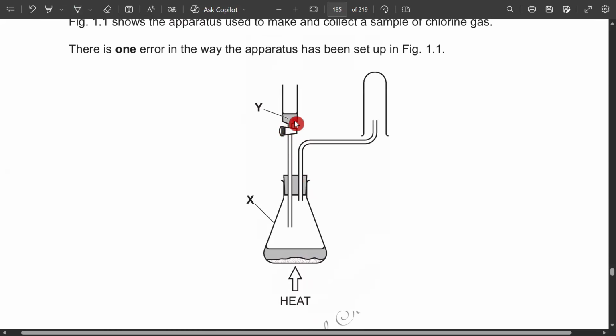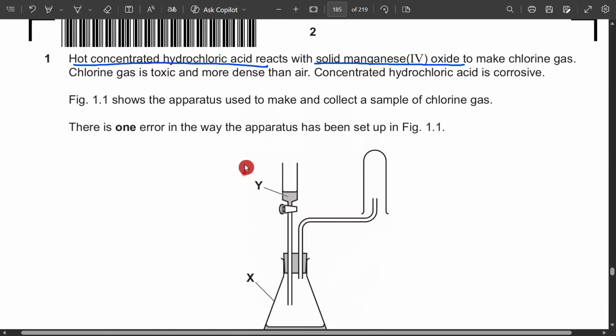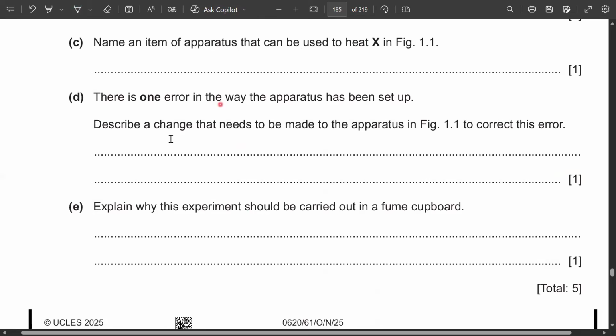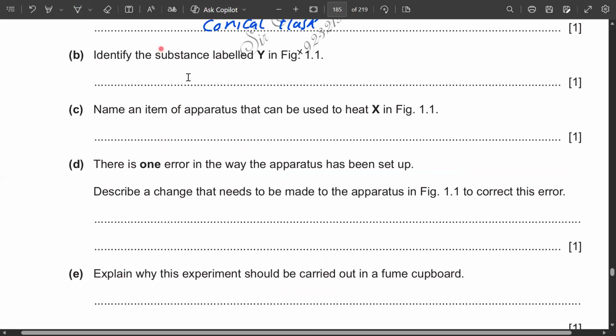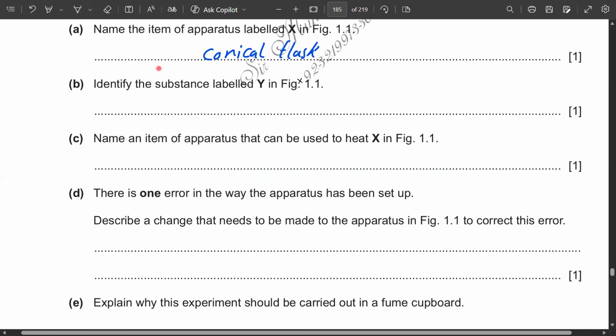which means this liquid present in Y would definitely be HCl. So this is HCl. So we'll write here hydrochloric acid. You can write hydrochloric acid, or you can also write HCl, because they are not asking whether it should be the name or it should be the symbol.